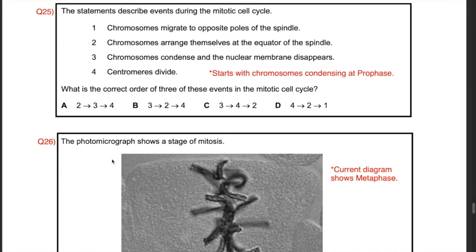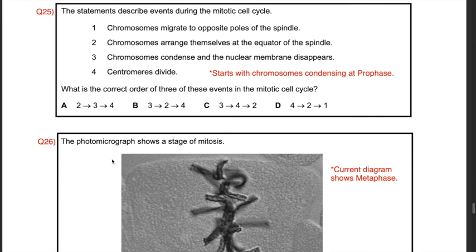You should know from the given events, it would start from prophase, where the chromosome starts to condense. Therefore, the answer should start with 3. Chromosomes condense and the nuclear membrane disappears. Therefore, leaving us with the answer being either B or C. After the chromosomes condense, what happens? Well, the chromosomes arrange themselves at the equator of the spindle, and that stage is known as metaphase, which comes after prophase. Hence, the answer being B, 3 followed by 2 followed by 4.